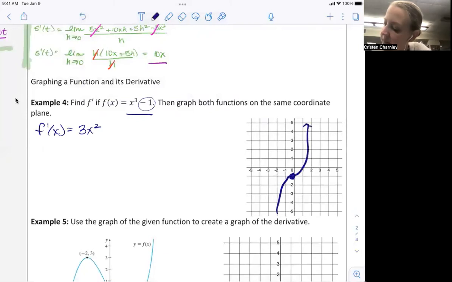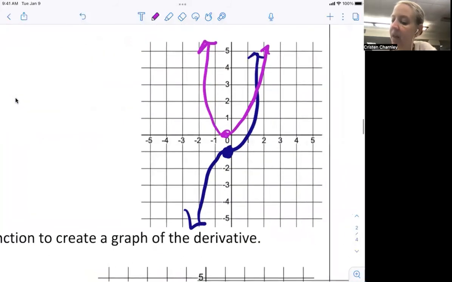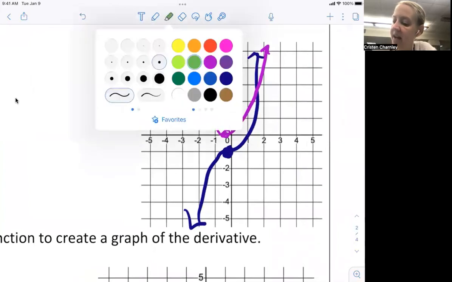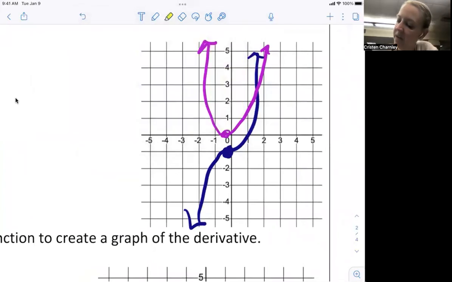Looks like this. What shape is 3x squared? 3x squared is a parabola that passes through the origin. So what do we need to take note of in this picture? You want to notice that you have a slope of 0 here, and that's where the derivative has a 0 as well. That's where it crosses the x-axis. That's not the prettiest picture in the world, but you get the idea.